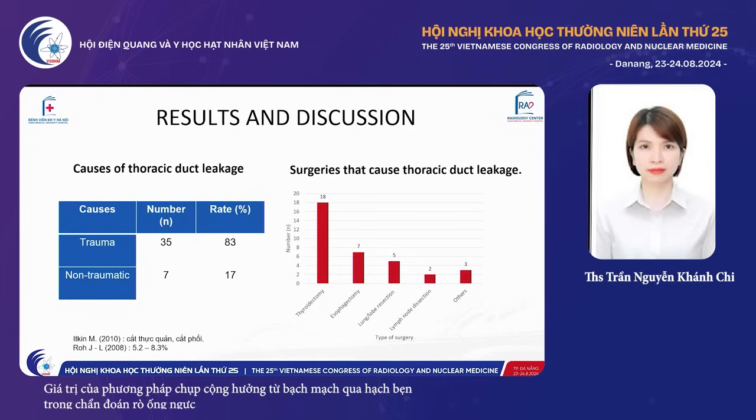According to Roth in 2008, the incidence of thoracic duct leakage after thyroidectomy can range up to 5 to 8%. The next most common causes are esophagectomy and lung or lobectomy resection. It is aligned with the finding of Maximilian in 2010.